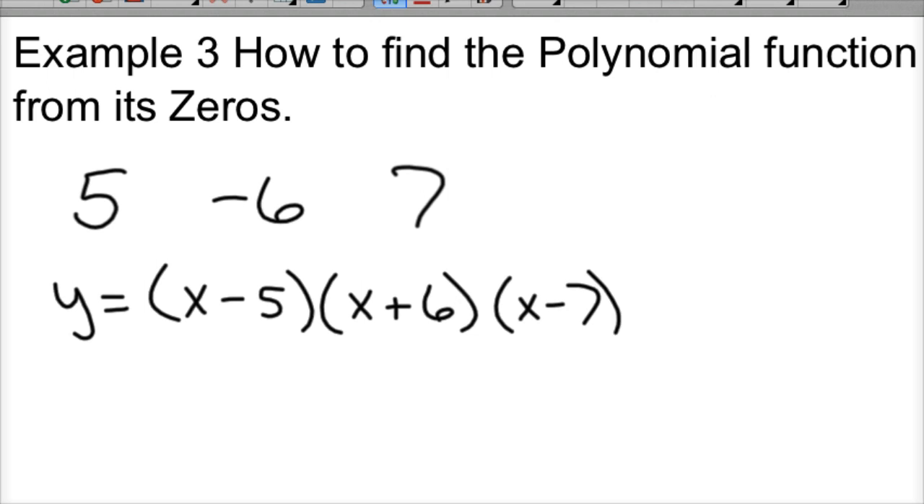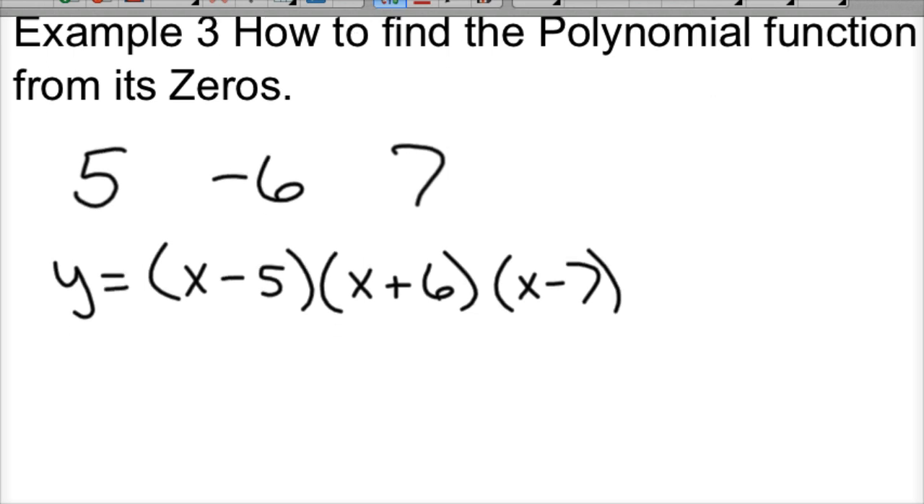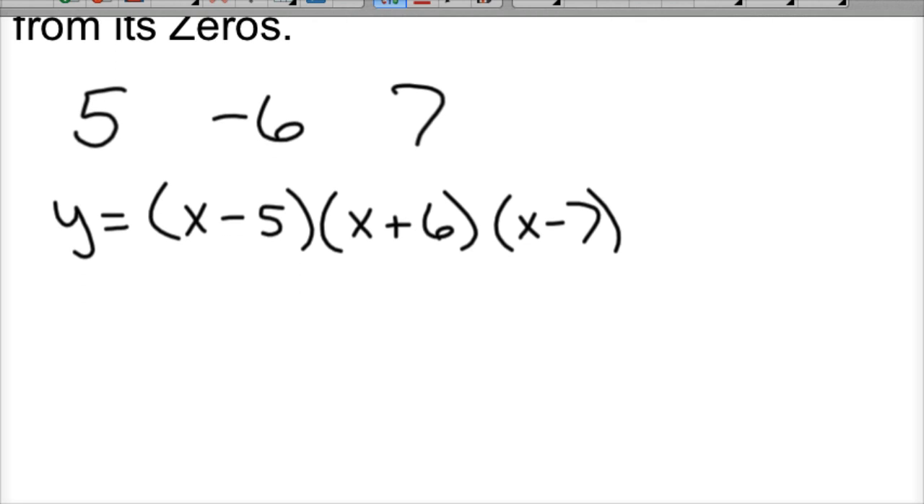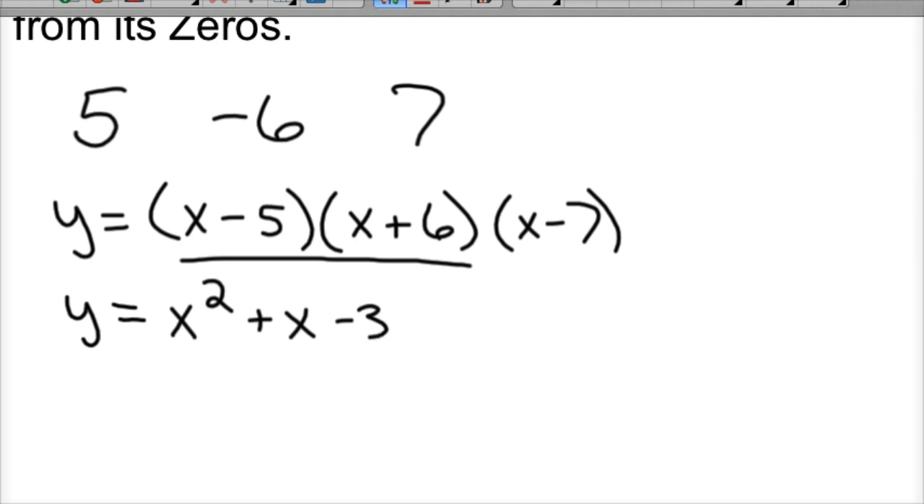Now to find your polynomial, if you want to have it in more of a standard form with x to the 3rd power and on down, you would have y equals, and then you'd FOIL your first two. Well, I'm going to do this just quickly. I'm just going to FOIL these two. That'd be x squared plus x minus 30, times x minus 7. I'm just saving time. I would actually do more work than that normally, but I already kind of know that off the top of my head.